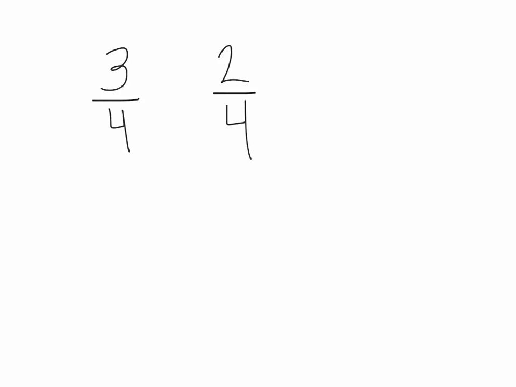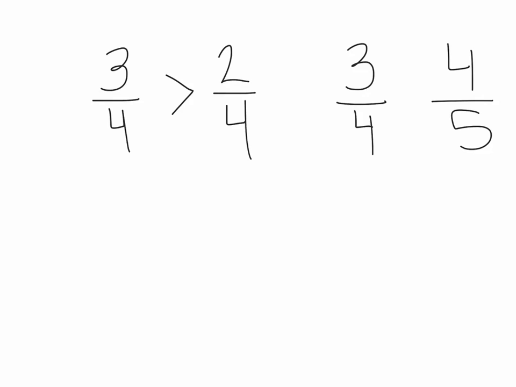I know that since they have the same denominator, 3/4 is greater than 2/4. 3 is greater than 2. But what if it's 3/4 and 4/5? It's a little bit harder to visualize, but at the same time to prove which one is greater, or if they're equal, and which one is less.